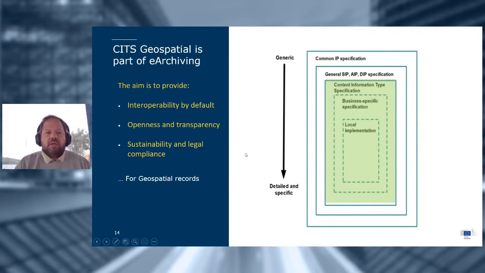So basically, geospatial content information type specifications are a subset of the common specifications for archival packages, which basically means that we have a general set of rules for how the package needs to be created that is equal for all SITs. I will just name the content information type specifications SITs from now on.